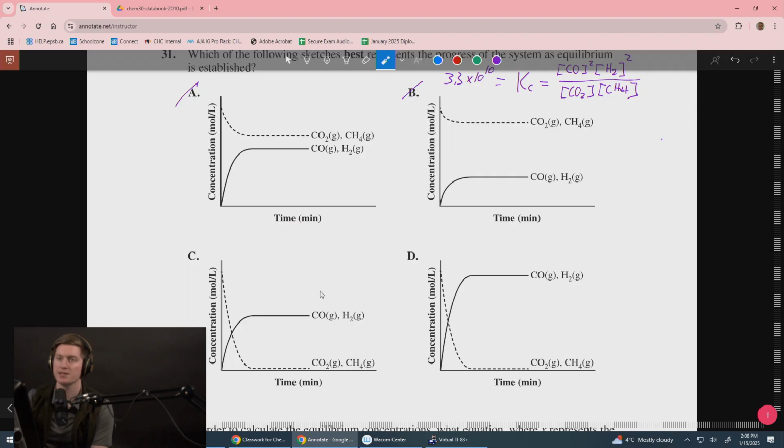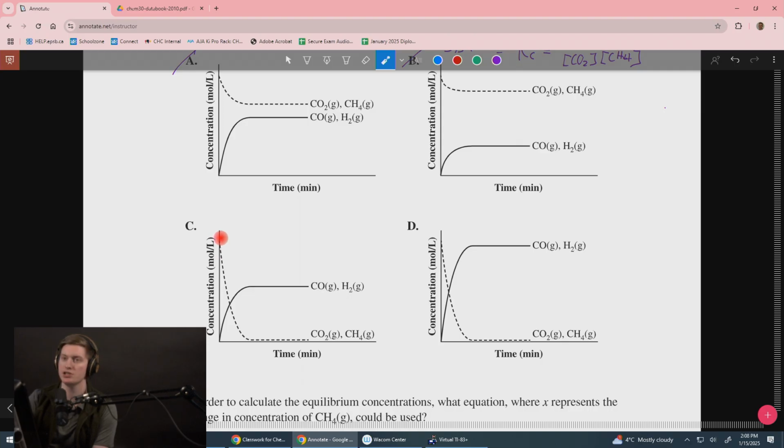Then if we look at graphs C and D here, graph C shows us that we have a decrease of carbon dioxide and methane that's much larger than the increase of carbon monoxide and hydrogen gas. But because we have a coefficient of 2 for both the carbon monoxide and the hydrogen gas, we know that their concentrations are going to grow twice as fast. So we should end up with a lot more carbon monoxide and hydrogen gas. So D is our best answer.